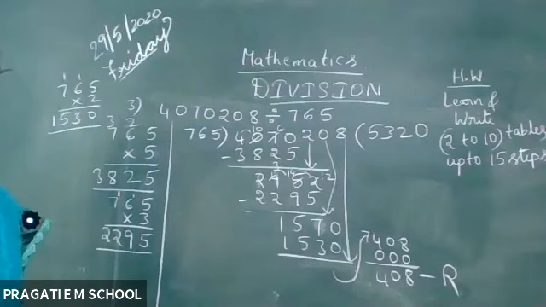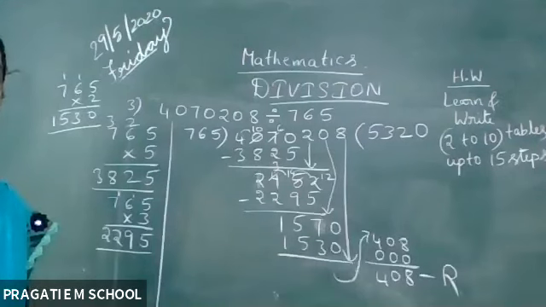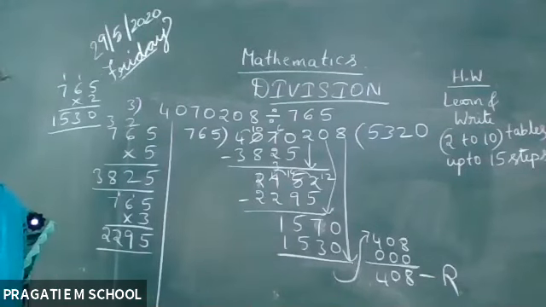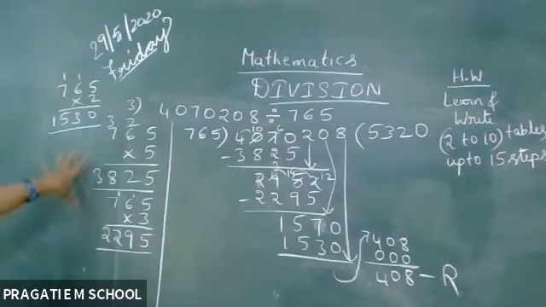Two to 10 tables, up to 15 steps, everyone should be perfect, children. So you have to learn up to 15 steps. Copy these multiplications also.